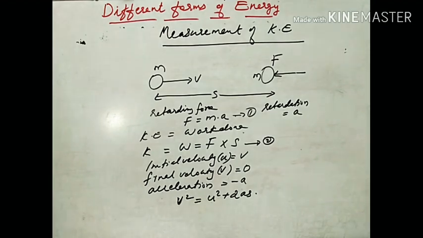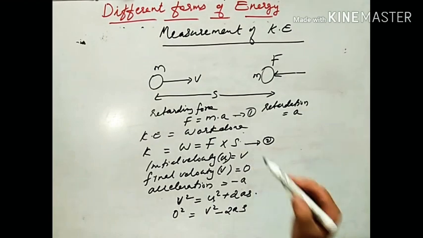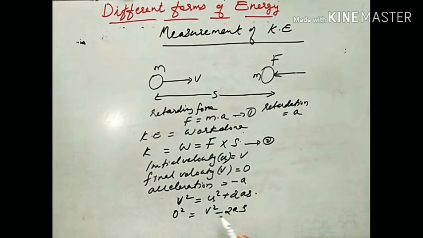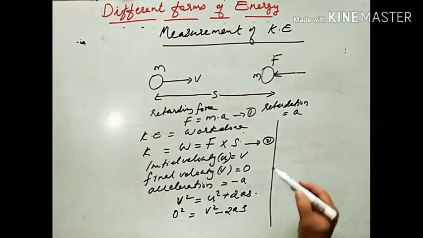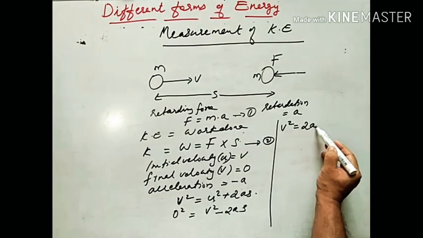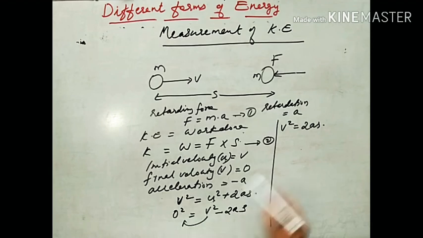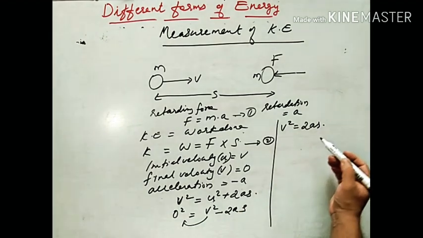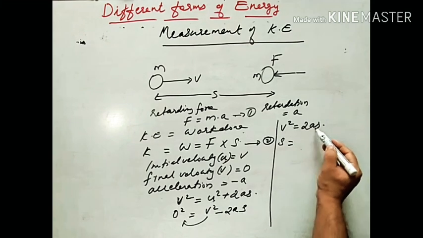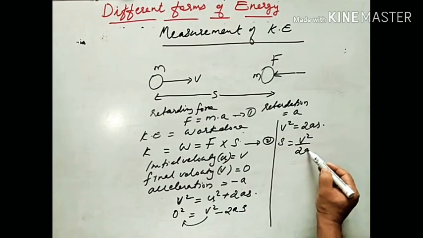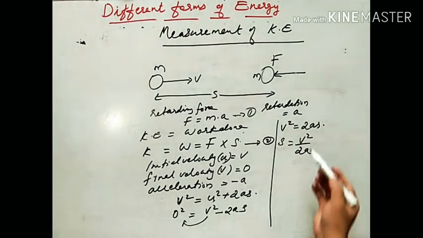Now let's substitute in this equation. What is v? v is equal to 0. So 0 square is equal to u square minus 2as. Displacement is s here. a is minus, so I have put the minus sign here. So just rearrange this. We can write u square is equal to 2as. So what do we require? We need s, right? So we get s from this formula as u square by 2a. So we got displacement as u square by 2a.